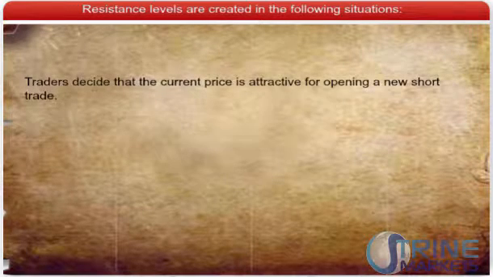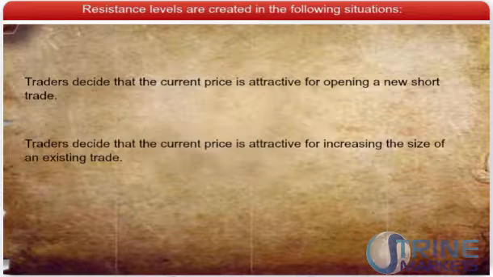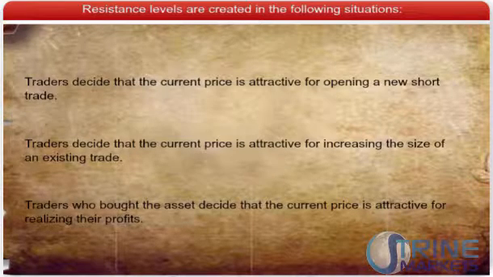Resistance levels are created in the following situations. Traders decide that the current price is attractive for opening a new short trade. Traders decide that the current price is attractive for increasing the size of an existing trade. Traders who bought the asset decide that the current price is attractive for realizing their profits.